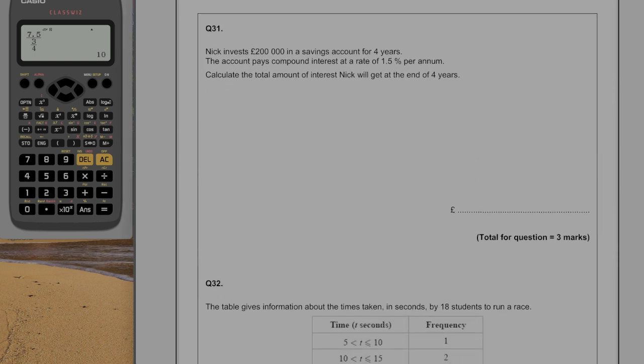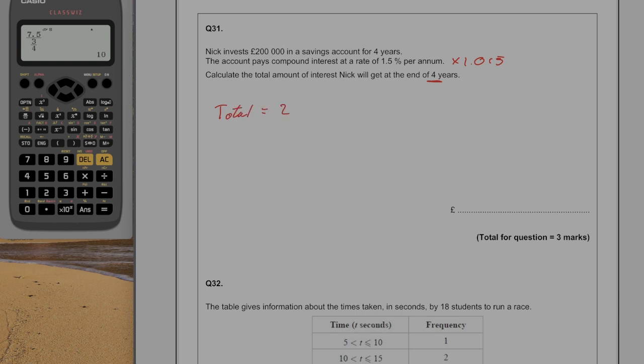Right, question 31. Nick invests £200,000 in a savings account for 4 years. The account pays compound interest of 1.5% per annum. Calculate the total sum of interest Nick will get at the end of the 4 years. So we don't want the total in the account, we want the total interest. Right. So compound interest rate of 1.5 would be a multiplier of 1.015, because we want 100% plus the 1.5. So we want 101.5, which as a decimal is 1.015.